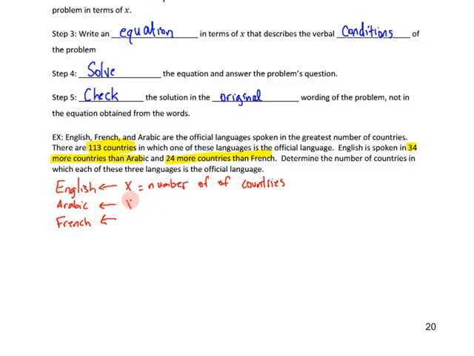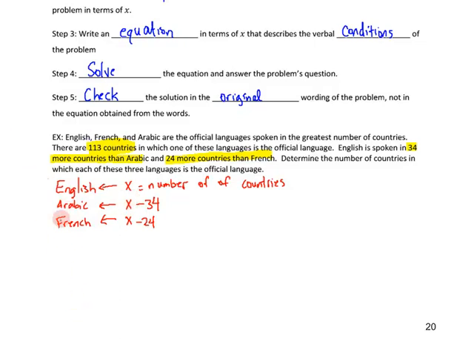It has whatever x is, minus 34, right? Because 34 more than this needs to be x. So it's smaller than x. In fact, it's 34 smaller. And the number of countries in which French is spoken would be x minus 24. Again, it's minus because the number of countries where French is spoken is less than the number for English, right? Because English has 24 more than French. Okay? So these are the three expressions for each of those numbers of countries.